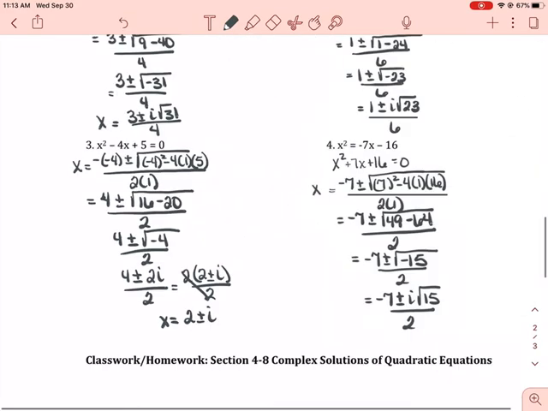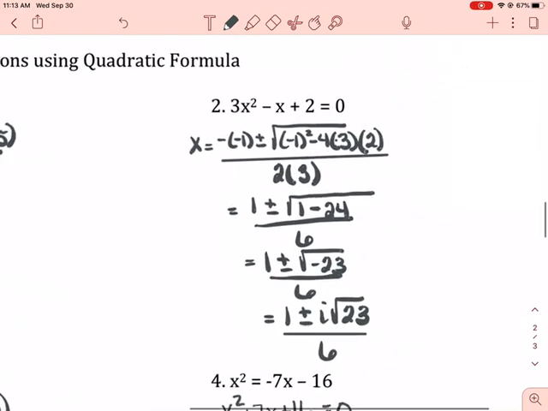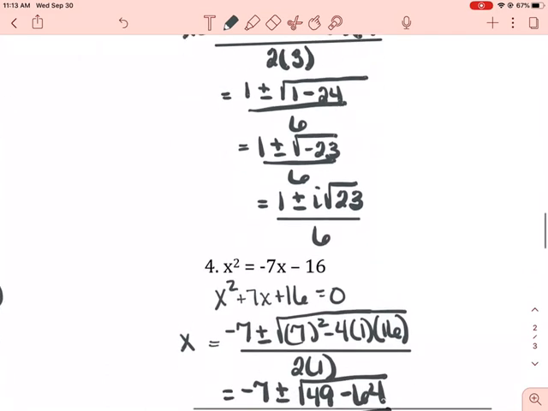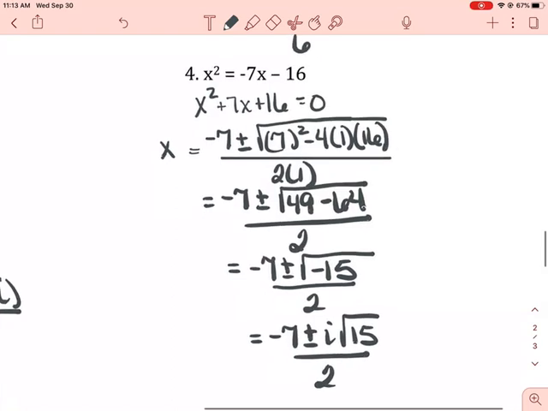All right, why don't you pause the video and try problems 2 and 4. Okay, let's see how we did. Okay, so here we have 1 plus or minus i square root of 23 all over 6. And this last one, negative 7 plus or minus i square root of 15 all over 2. Again, I could make a mistake, so if something's different, please let me know.